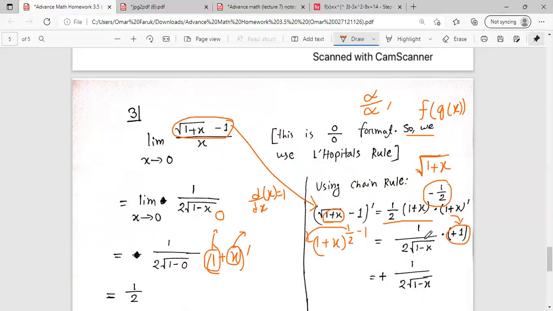And then we can write it this way: 1 by 2, and here we have 1 plus x to the power minus 1 by 2. It can be written like this: 1 by root over 1 plus x.